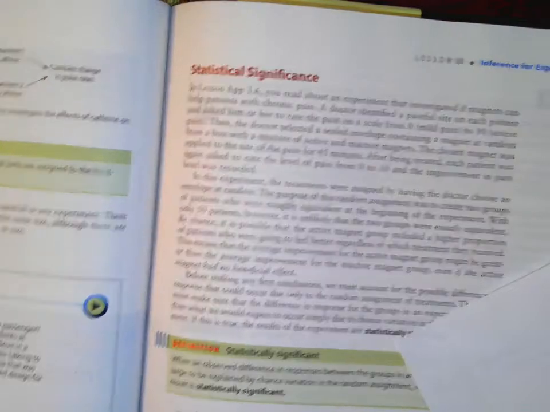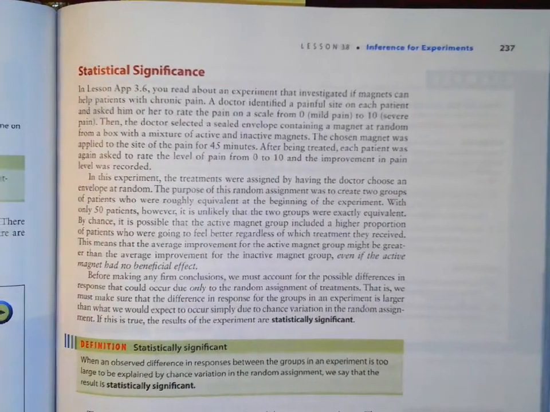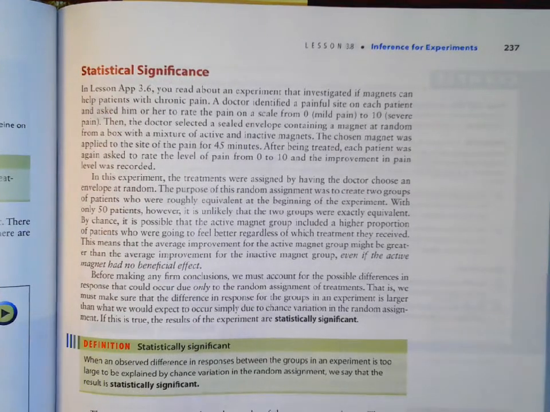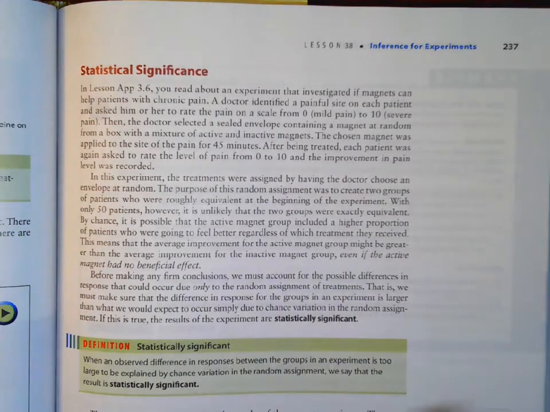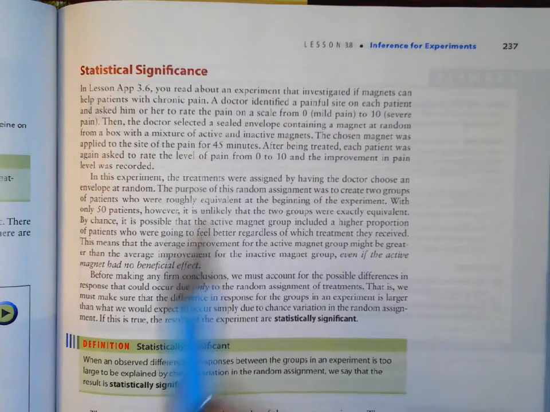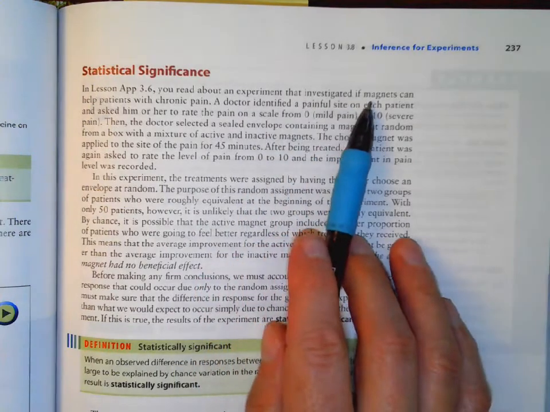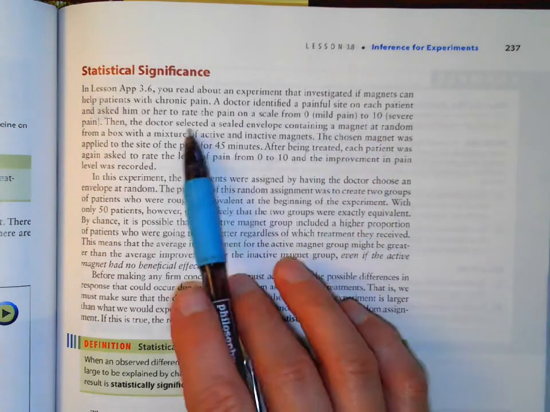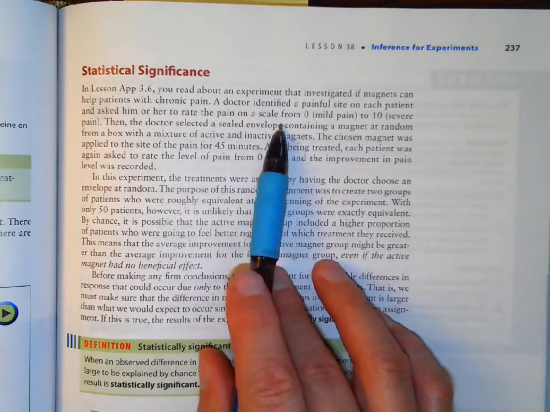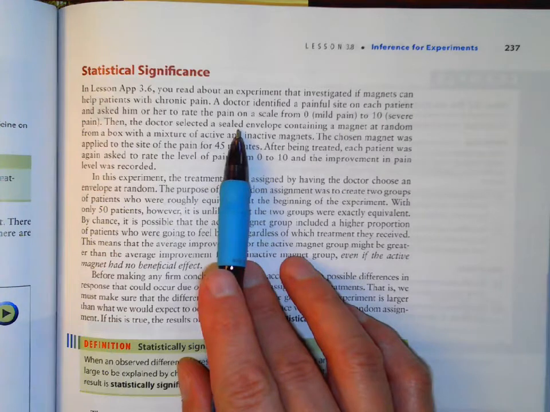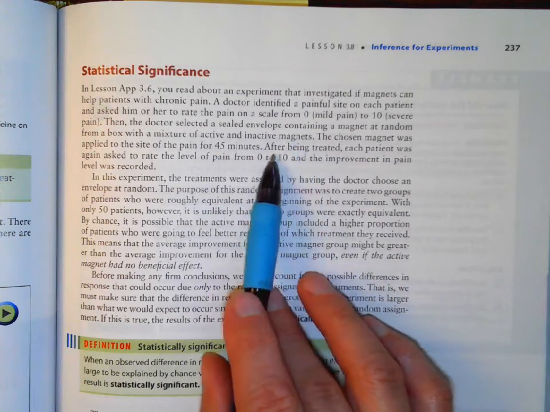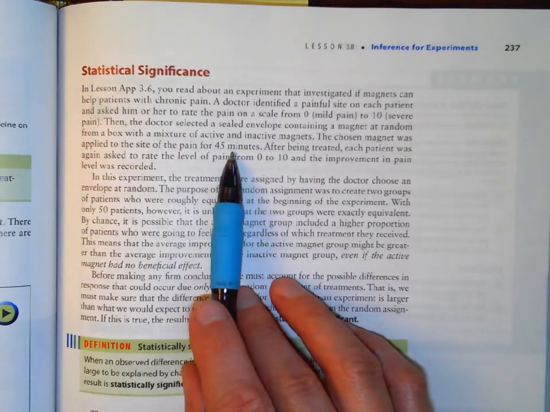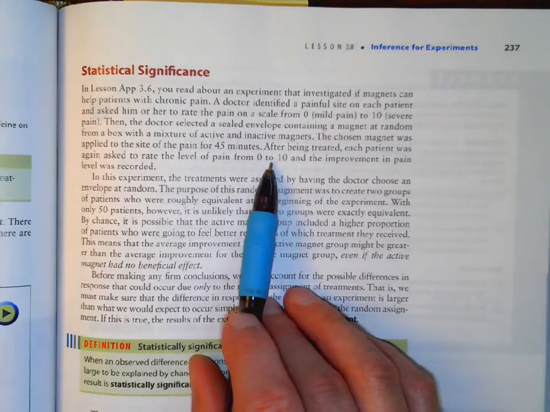Lesson objective number 2 is, what does it mean to be statistically significant? We talked about this a little bit the other day, but if we get a sample, is it significant, or could it have happened by chance? That is basically what we're trying to think about. We talked about the magnets, right? A doctor identified a painful site on each subject and asked him or her to rate the pain. They had an envelope with a magnet or not a magnet, chosen at random, and then applied it to them. Afterwards, they also rated the pain 0 to 10. How was the pain?